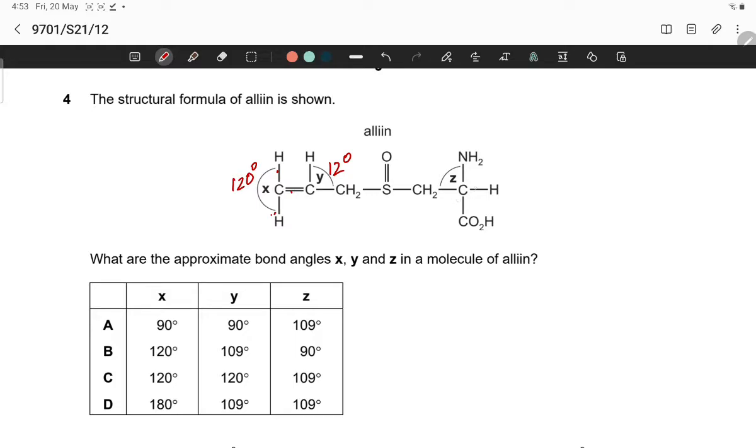And Z is this atom surrounded by 4 atoms. So this is tetrahedral, and tetrahedral bond angle is 109 degrees. So 90 is incorrect, this is also incorrect. So A option is incorrect. 120 is correct, 109 is incorrect, 90 is again incorrect. 120 correct, 120 correct, 109 correct. So C option is correct.